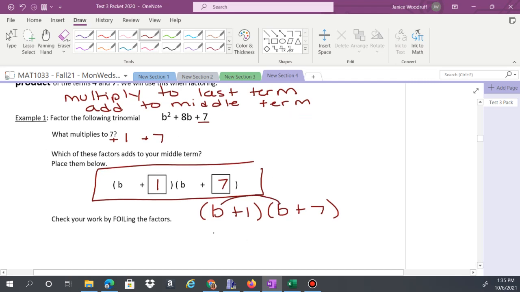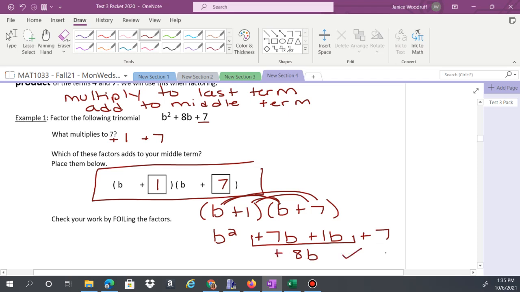So b times b is b squared. b times 7, 7b. 1 times b, 1b. 1 times 7, 7. The two middle terms combine to give us 8b. So we have b squared plus 8b plus 7. We're good to go.